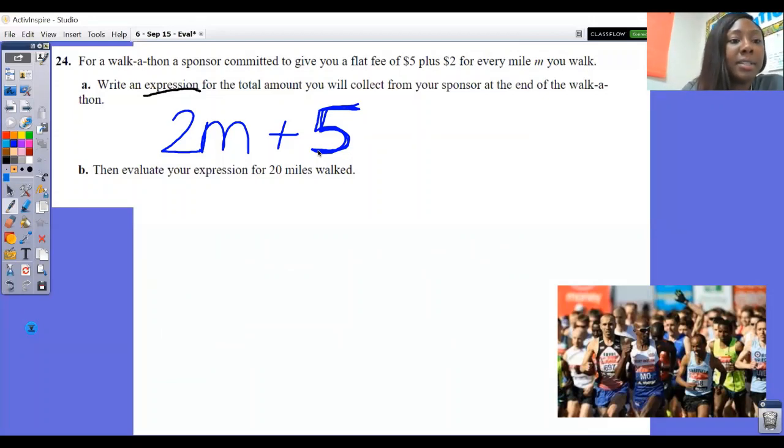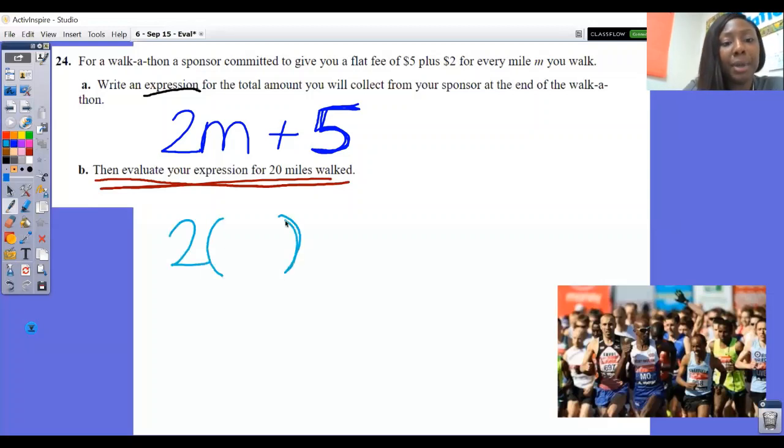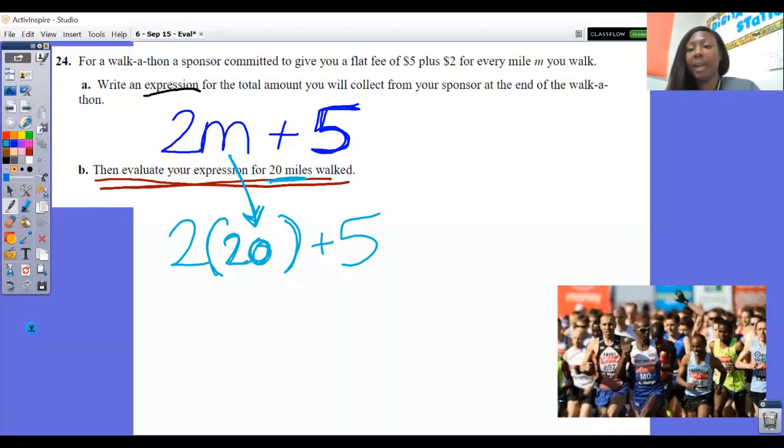Then it tells us to evaluate your expression for 20 miles. So what it wants me to do is plug in, instead of an M, what am I going to replace for the miles? The problem tells me it's 20 miles. So I'm going to plug in a 20 right there. Instead of an M, I'm plugging in 20. I'm evaluating.